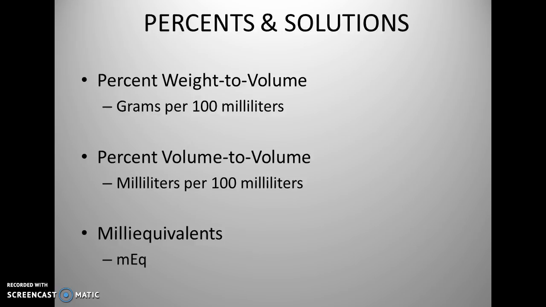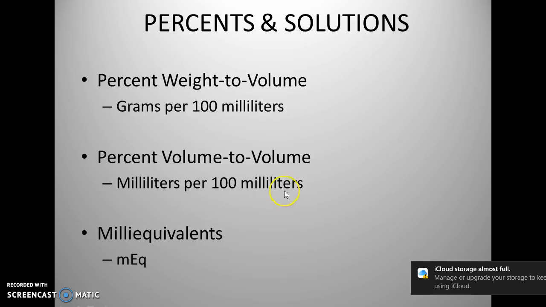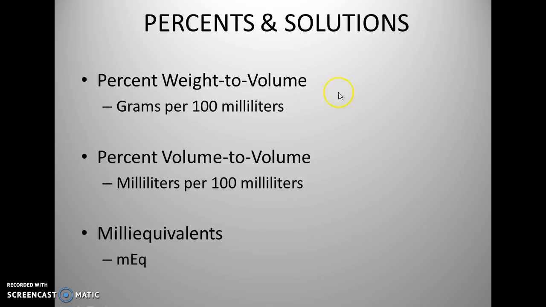Okay, so let's go ahead and look at percent and solutions. All right, so percent weight to volume is talking about grams per milliliter. For example, if I have 15 grams per 100 milliliters, my percentage is 15%. Volume to volume: if I have something that is 50 milliliters per 100 milliliters, then that would be 50%.